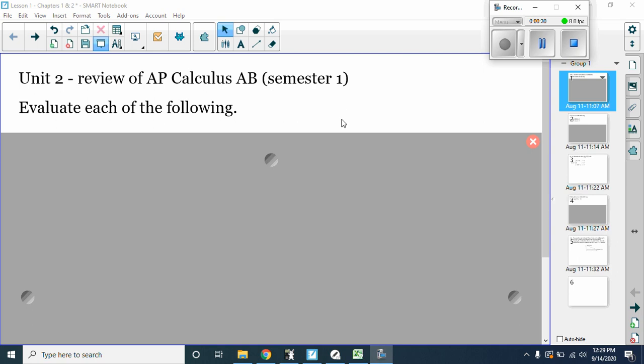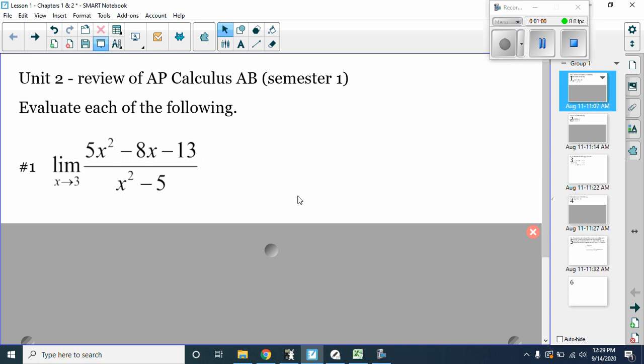That way, anything you may have forgotten or didn't quite understand last year, hopefully we get straightened out, because all of this material will be on your AP exam. So Unit 2 is mostly what we covered in Semester 1. So chapters 1, 2, 3, and a little bit of chapter 4. Chapter 1 was all about limits, so we're going to start there. Evaluate the following limits.